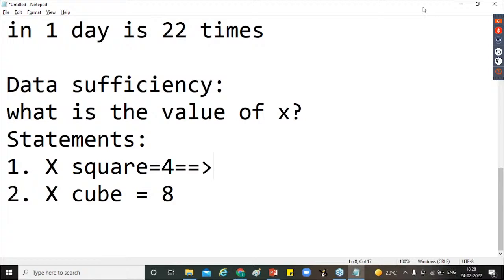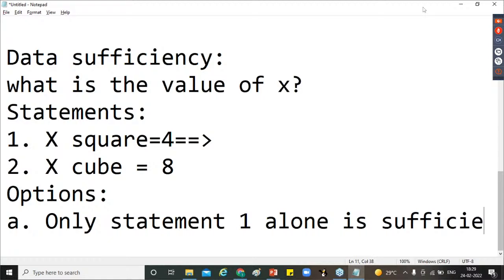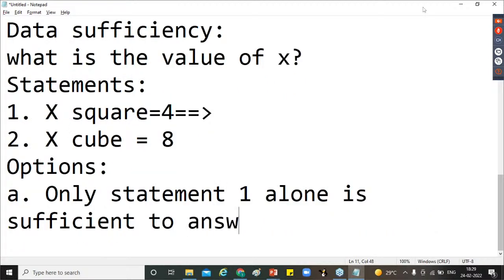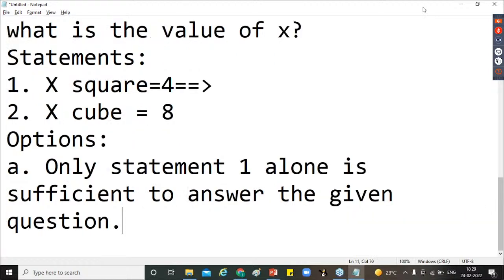Okay, so x square is equal to 4. For example, if you are getting the answer from statement 1, and not getting the answer from statement 2, you have to give the answer only statement 1 alone is sufficient to answer the given question. It means that statement 2 alone is not sufficient.